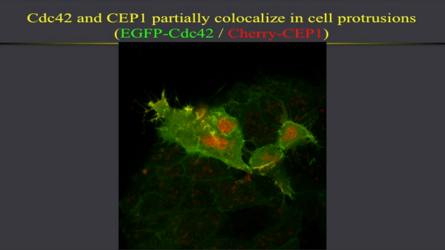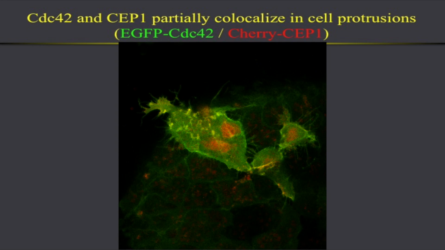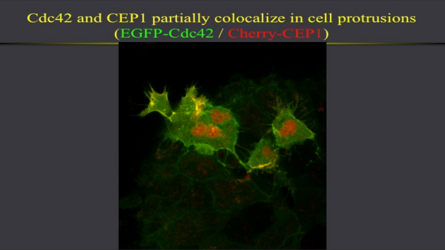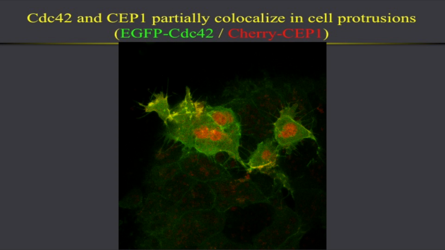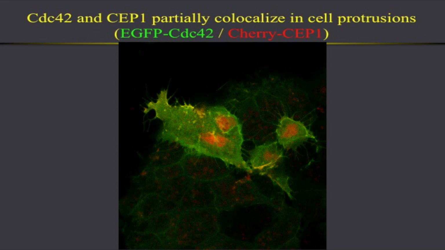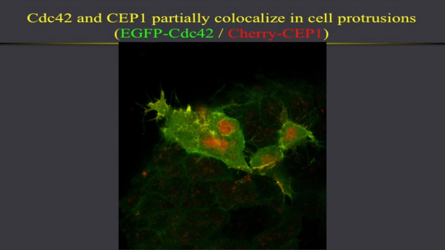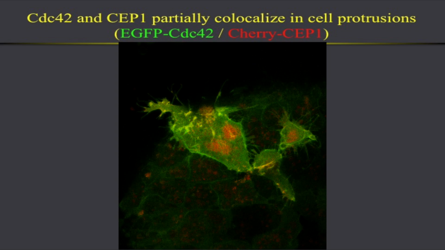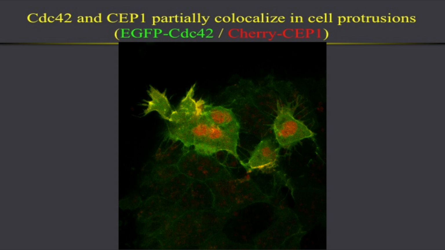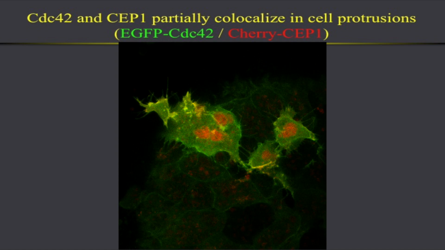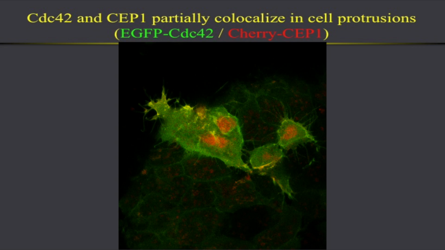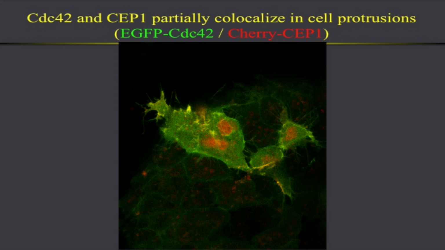So I performed this co-localization experiment. So here, EGFP fusion Cdc42 and the Cherry fusion CEP1 are expressed at low levels in the neural crest cells. And you can see that Cdc42 is expressed in the cell membrane as well as in membrane protrusions. CEP1 is expressed in a somewhat different manner. It's expressed at low levels in the nucleus, but it's also expressed in membrane protrusions, in some actin bundles. So from the yellow color, you can see that they are partially overlapping, which allows them to have some interaction, like functional interactions at least.